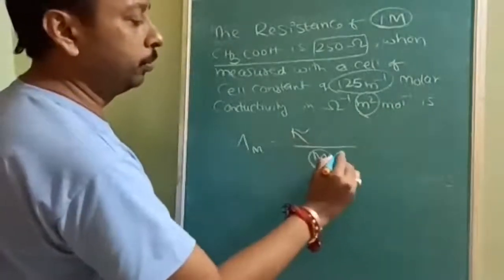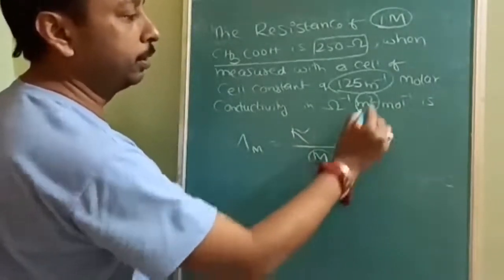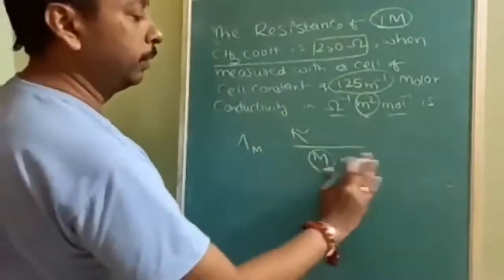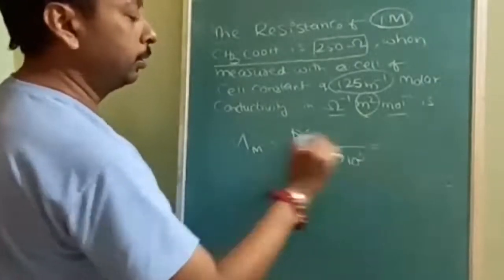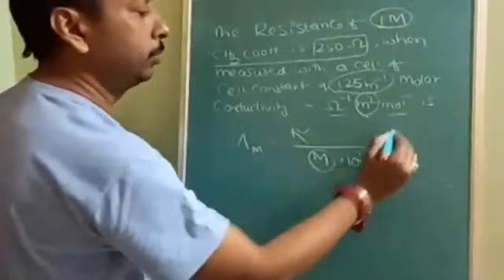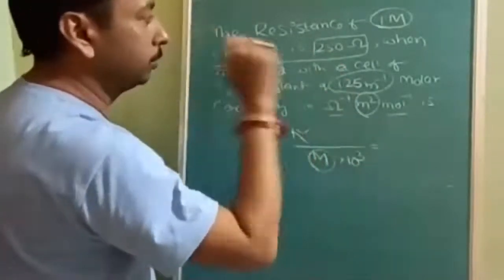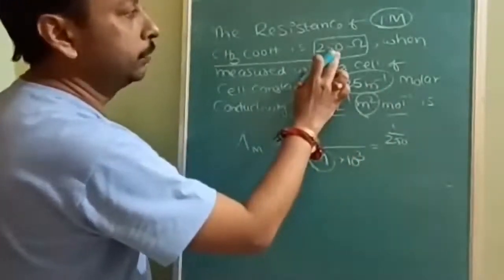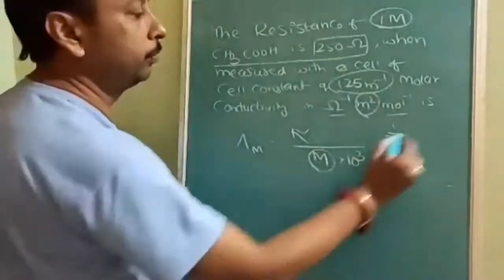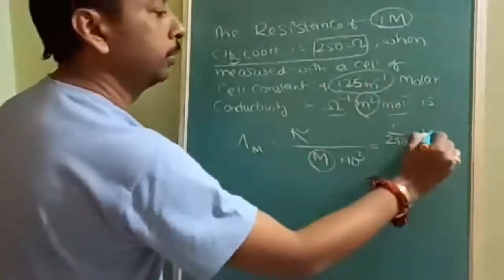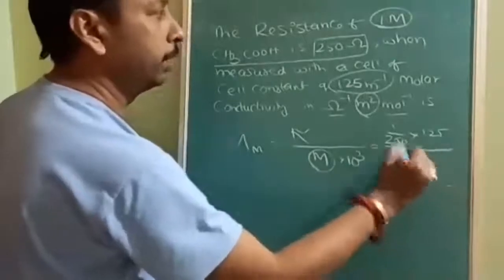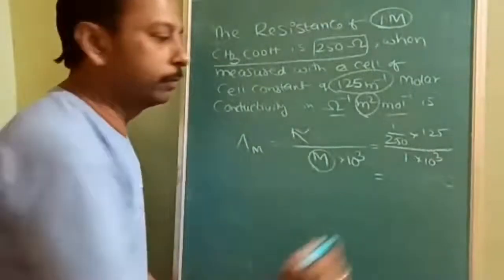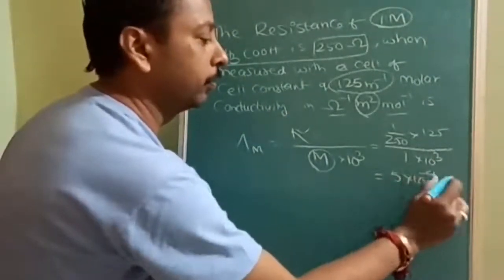For that, what will you do? Molarity into 1000 in the denominator for meter square. Rest all are the same. Otherwise we can simply say into 3. Now conductivity is conductance into cell constant. Conductance is 1 by 250. Conductance will be 1 upon 250 into cell constant 125, divided by molarity 1 into 10 to the power of 3. Then you will get 5 into 10 to the power of minus 4.